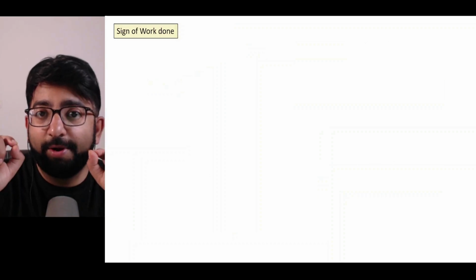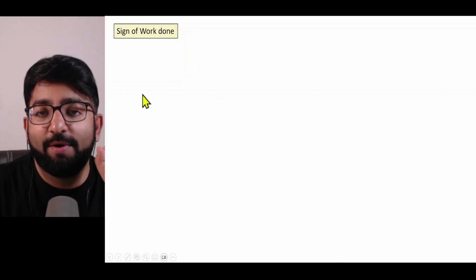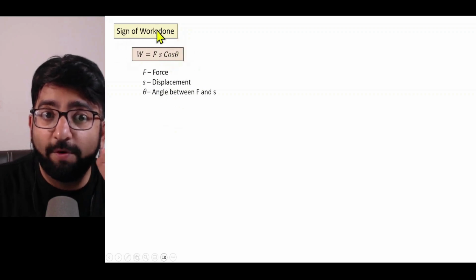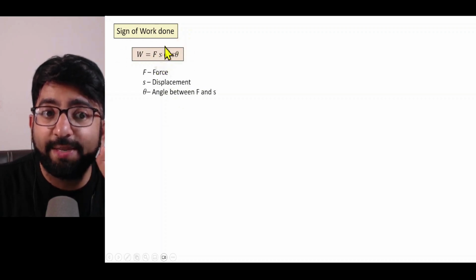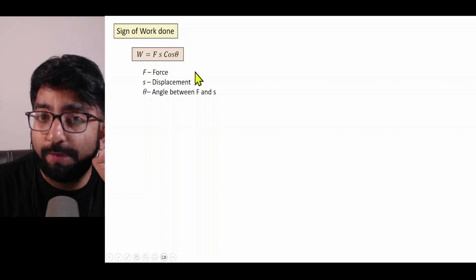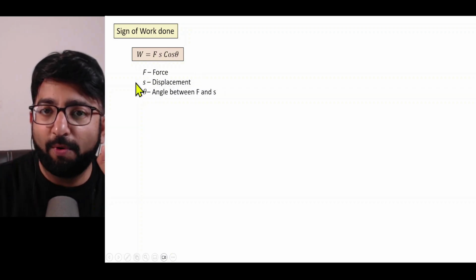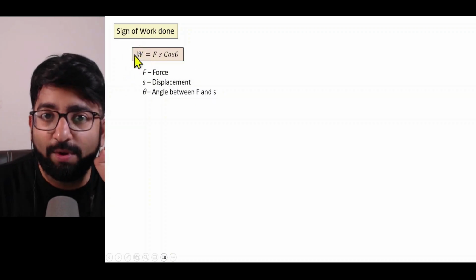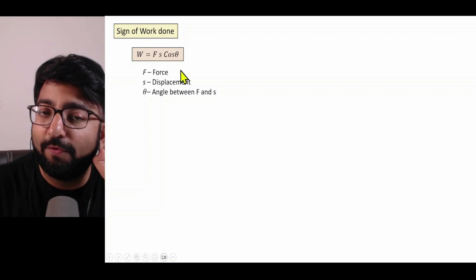Next, it is important for us to discuss the sign of the work done. We already know the formula for work done, which is F into S into cos theta. Now, F is the magnitude of force. S stands for the magnitude of displacement. So, F and S anyways will be positive. So, the sign of work done will be the same as the sign of cos theta.